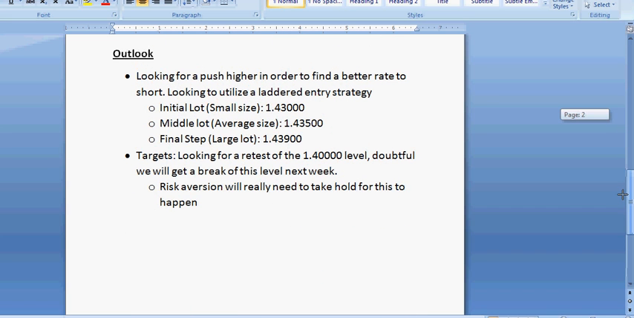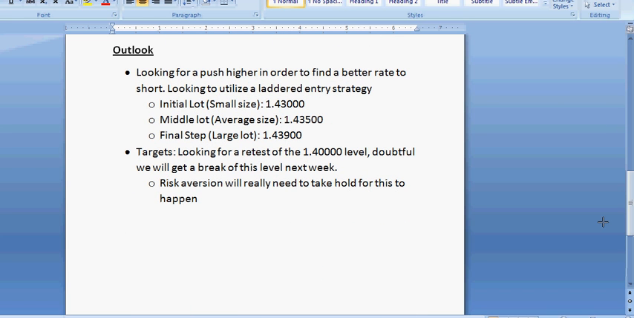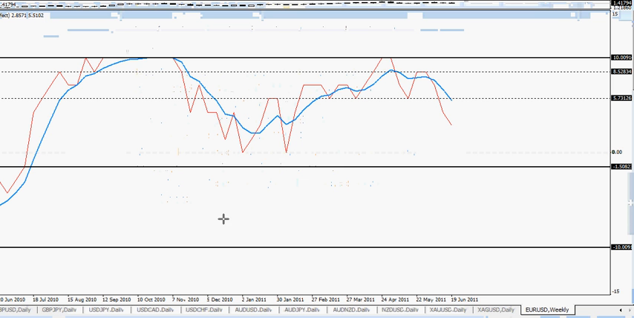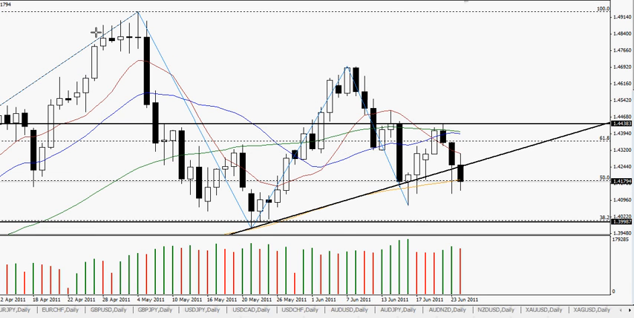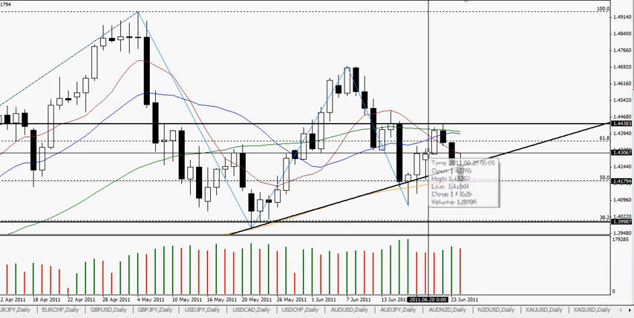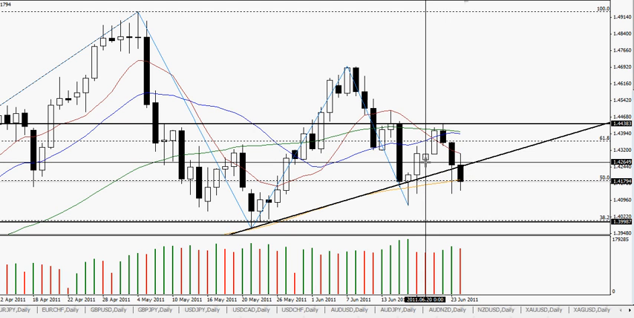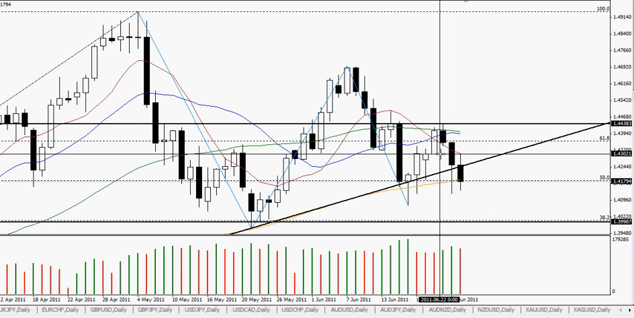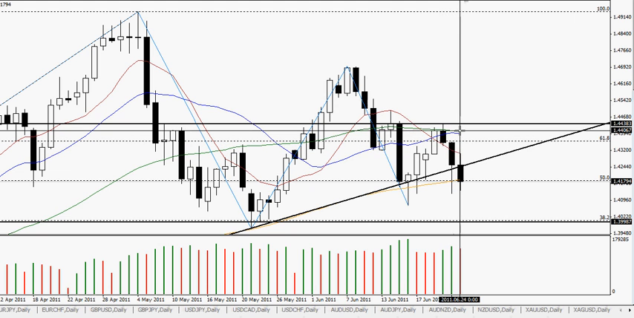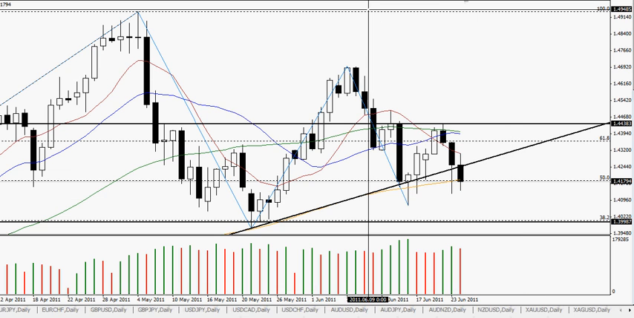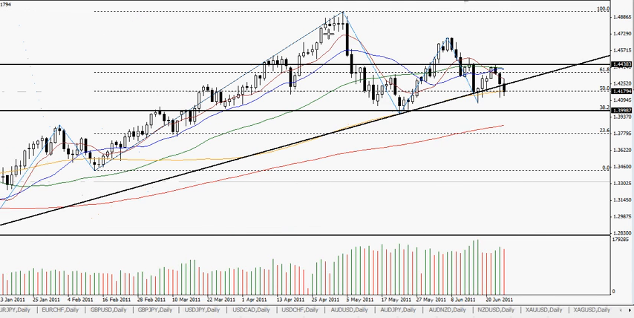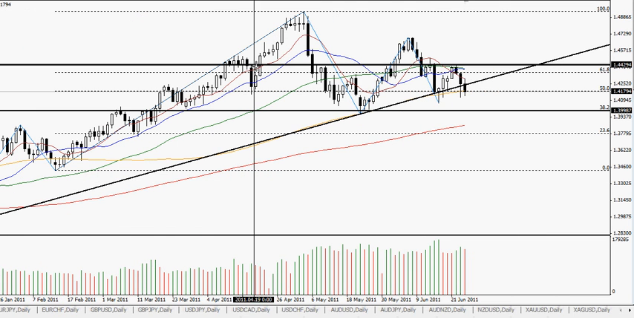And then from an outlook standpoint, what I'm looking for next week is a push higher before I get in. So I'll show you here what I'm looking for. I'm looking for a push higher here to 3 different levels. I'm going to use kind of a laddered entry system to short here. So I'm looking for my first level here at 143, second level here at 143.5, and then ultimately 144. I'm looking for short positions, and my targets are obviously going to be down here towards 140.